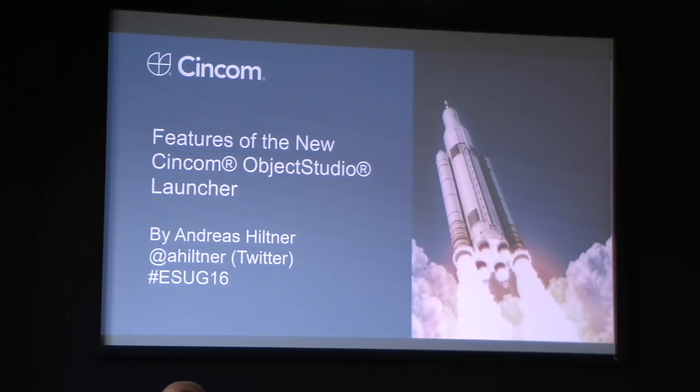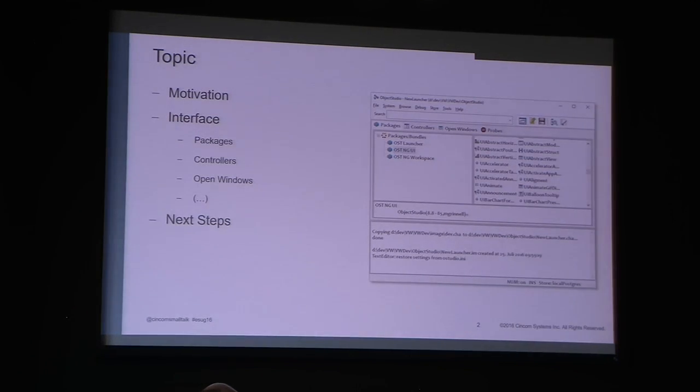Yeah, I'm talking about the ObjectStudio launcher. Talking about what was the motivation behind it. Talking about the interface itself. A little bit about the different pages that we have in this new tabs interface. And at the very end, some of the steps that we want to take in the future to make it even more convenient. And then I'm certainly ready to listen for more input, what it is that you expect from a launcher, from a productivity tool, to help you in your day-to-day tasks.